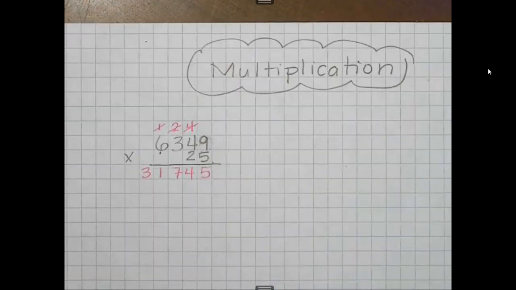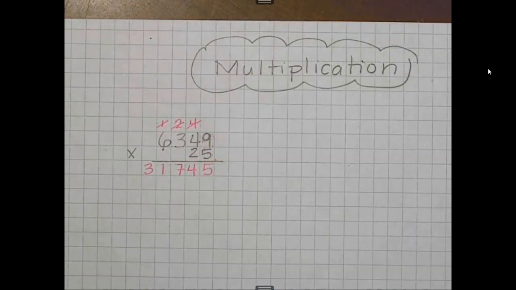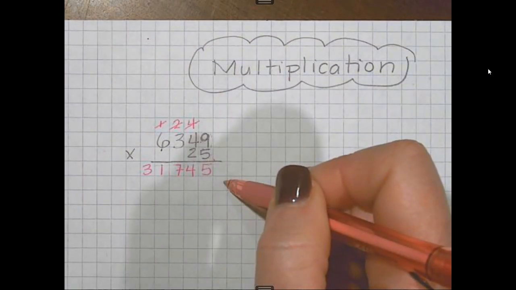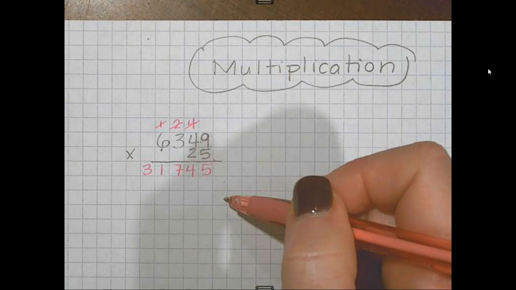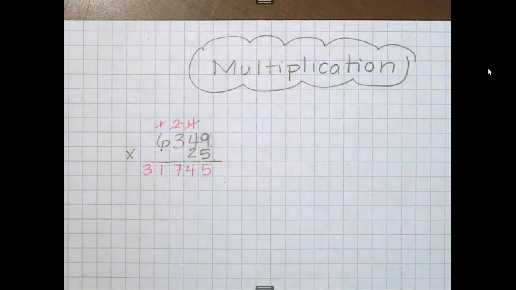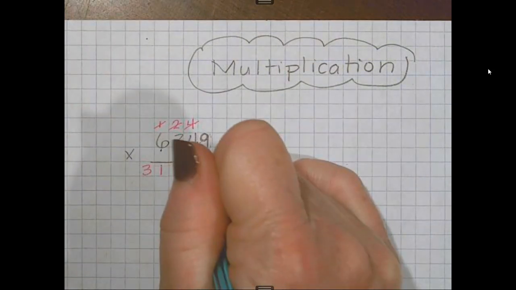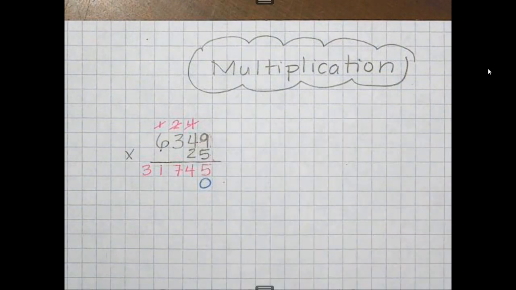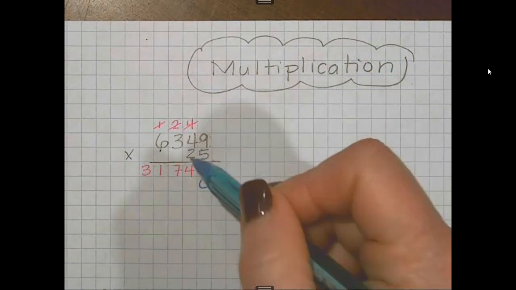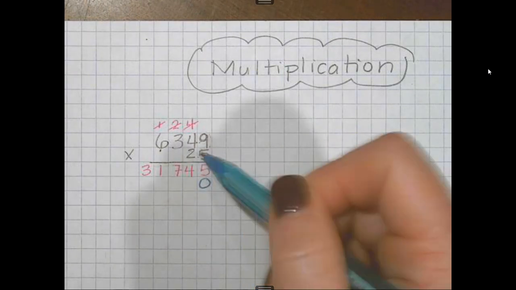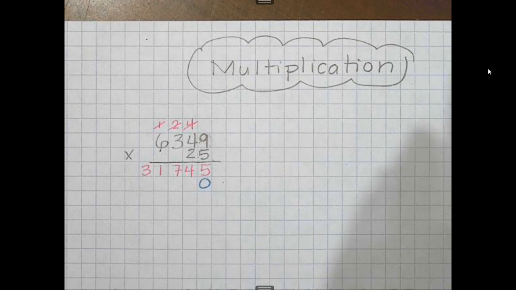But wait a minute, this 2 really has a value of 20. So every answer or product that goes on this line is going to be 10 times the value than just multiplying by the 2. So one very important step is that we put down a 0 here to represent that we're multiplying by 20, even though as we go through the process of multiplication, we're just using 2. I'll show you this in just a minute so it maybe makes some sense.